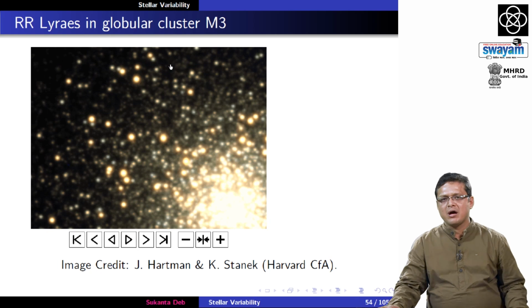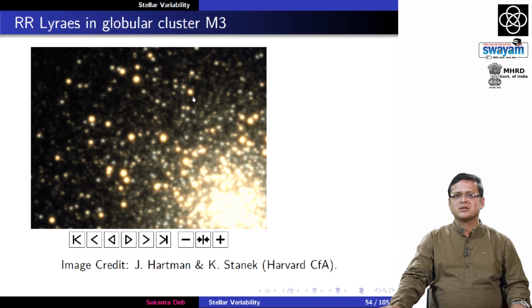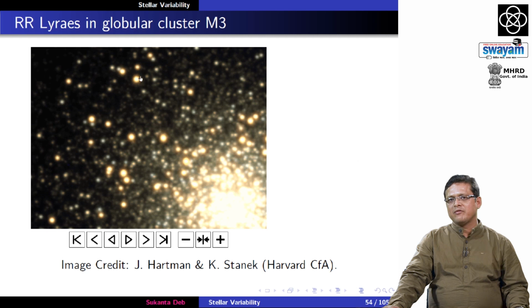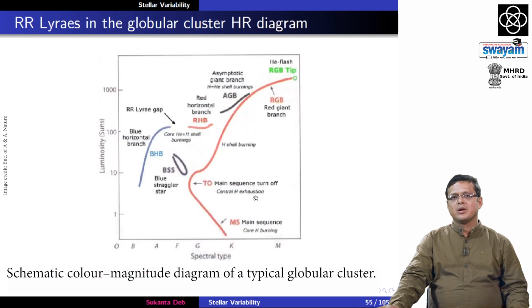Now, RR Lyrae stars are mainly found in the globular clusters. So, here is one animation of RR Lyrae stars found in globular cluster M3. Now, this is the color magnitude diagram for a globular cluster, and this is the location where the RR Lyrae stars are found in the HR diagram of a globular cluster.